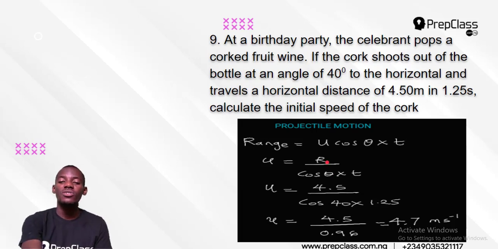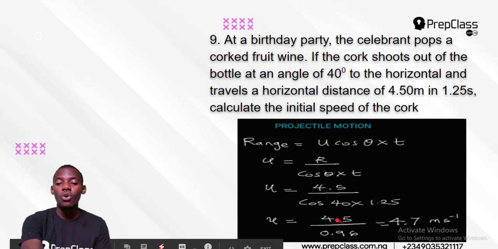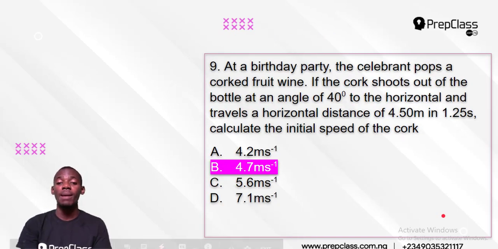So what's my range in the question? That's my horizontal distance, 4.5, and that is over cos theta. The theta is 40, so that's cos 40 times my time, which is 1.25. Cos 40 times 1.25 is 0.98. So 4.5 divided by 0.98 is 4.7 meters per second, and that is the answer. Option B is the correct answer to number 9, and that is how you blast questions on range.